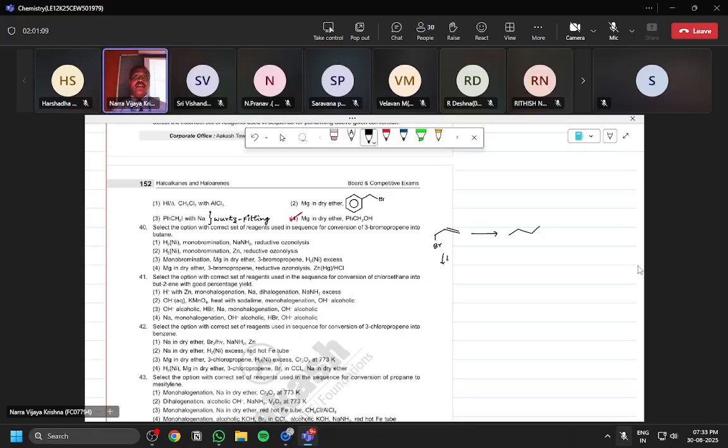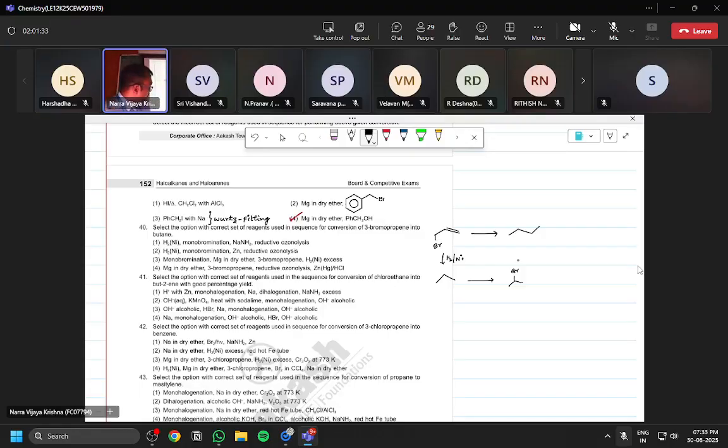Hydrogen in the presence of nickel reduction, so the double bond will be gone. Then alkyl halides also react with hydrogen in the presence of nickel to form alkanes. So the final product will be propane. Then monobromination: if I do monobromination, you will get the secondary bromo product because its radical is stable.